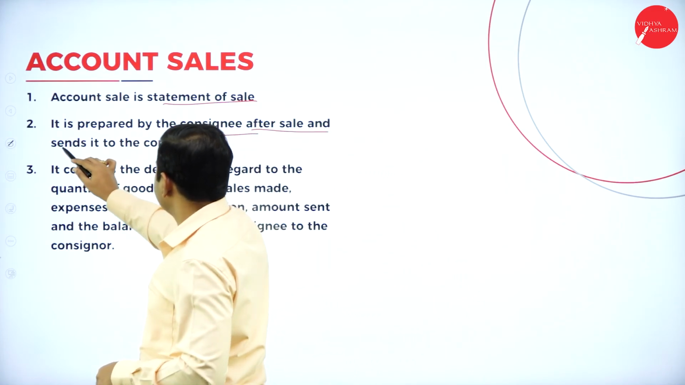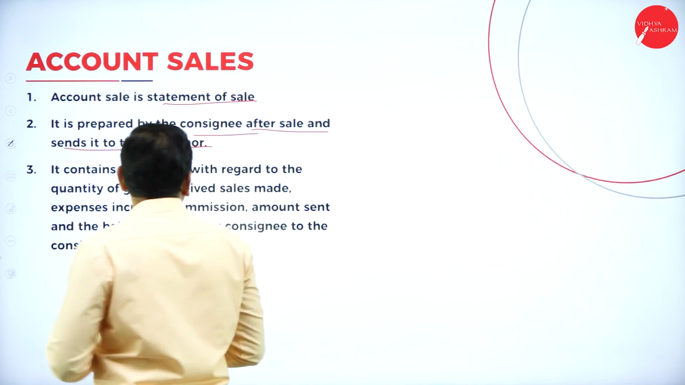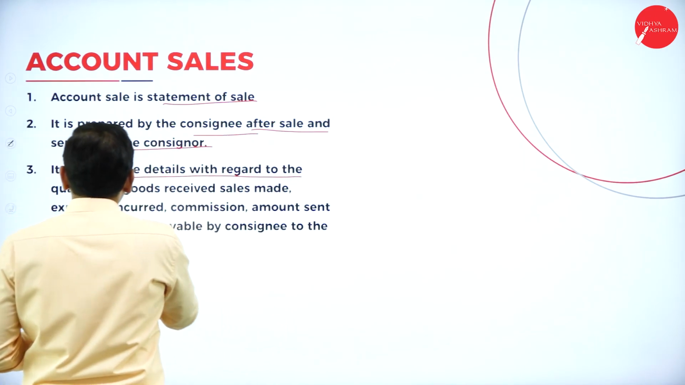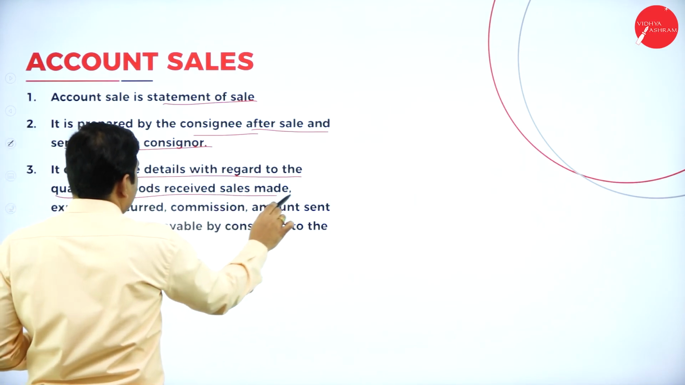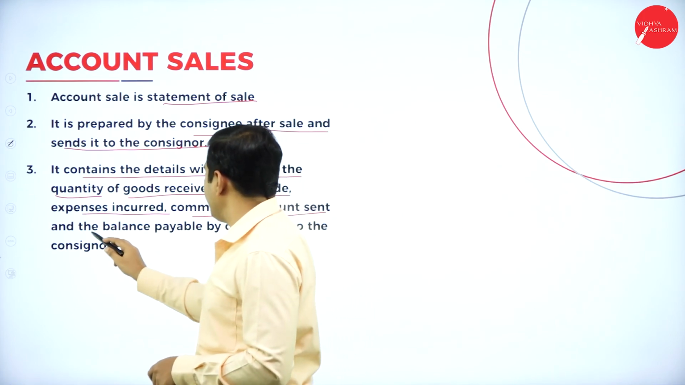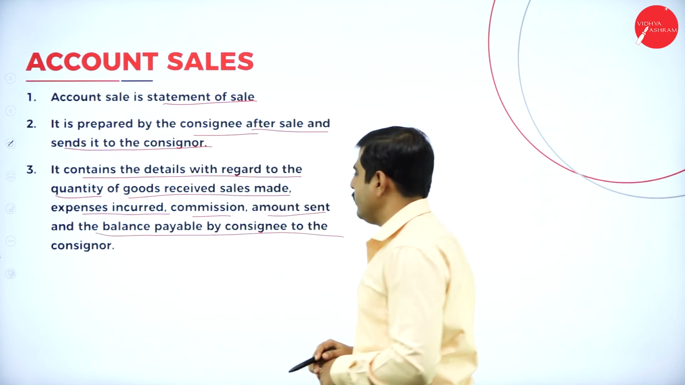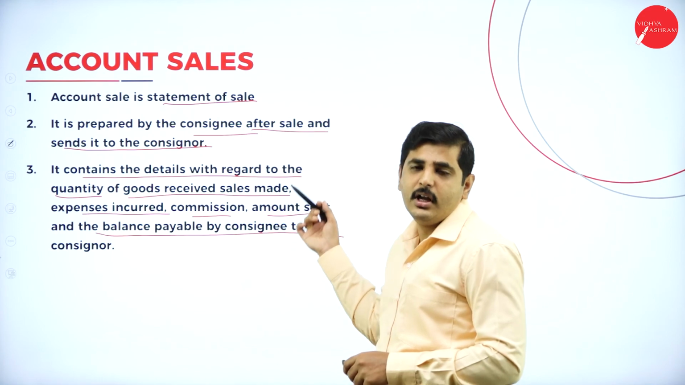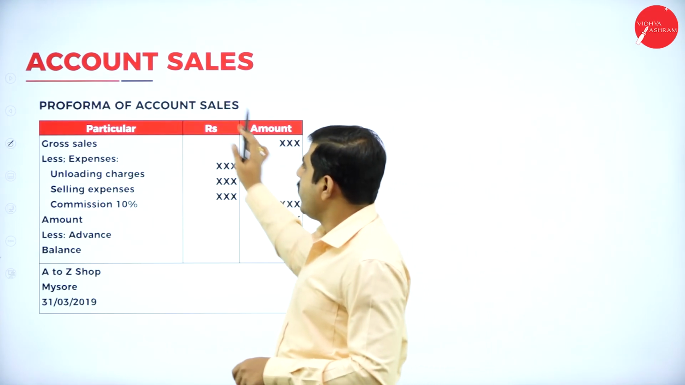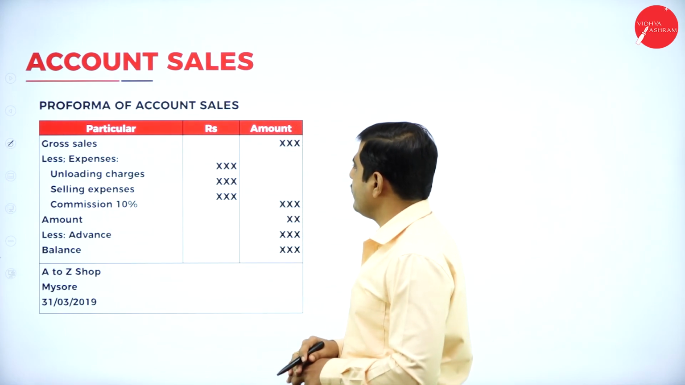After selling and sending the goods to the consignor, the account of sale contains the details with regard to the quantity of goods received, sales made, expenses incurred, commission, amount sent, and the balance payable by the consignee to the consignor. So this will be sent to the owner or consignor of the product. Next one, this is the pro forma of account of sale.